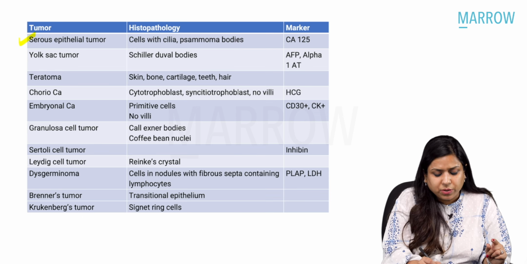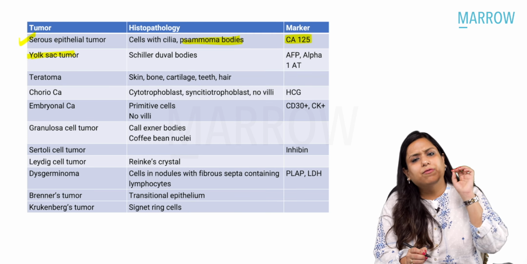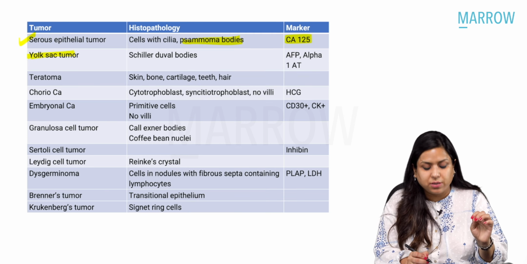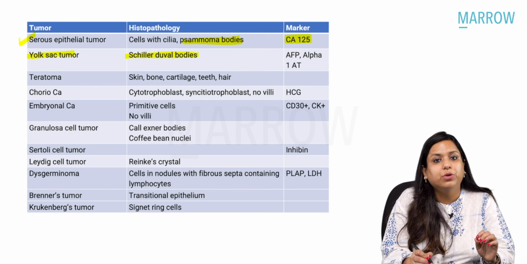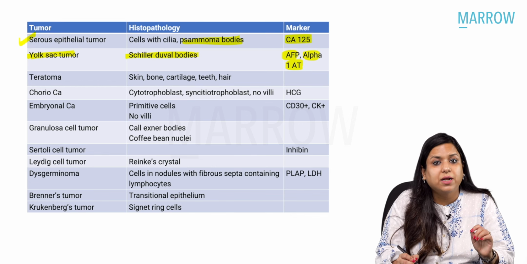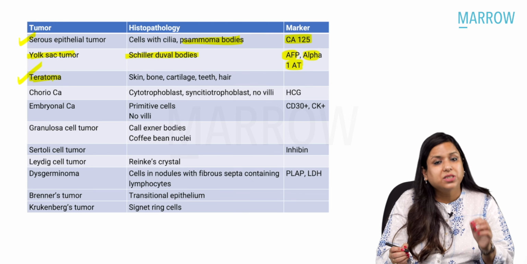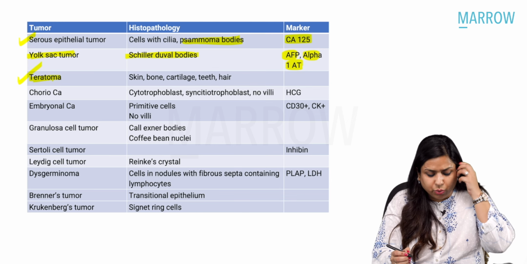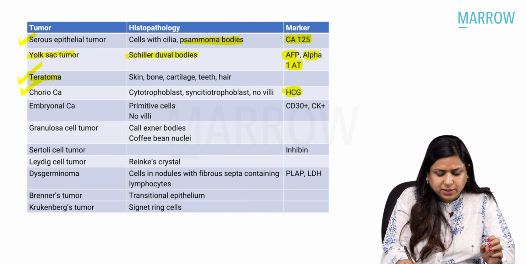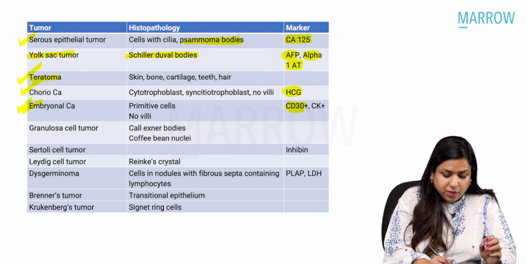Serous epithelial tumors will show psammoma bodies and they will have marker CA125. Yolk sac tumor, the very popular image which is given in the question paper is Schiller-Duval body or glomeruloid body. They will be positive for alpha fetoprotein and alpha 1 antitrypsin, very, very important. Teratoma will show skin, bone, cartilage, hair, you know. Choriocarcinoma, HCG positive. Embryonal carcinoma, CD30 positive.